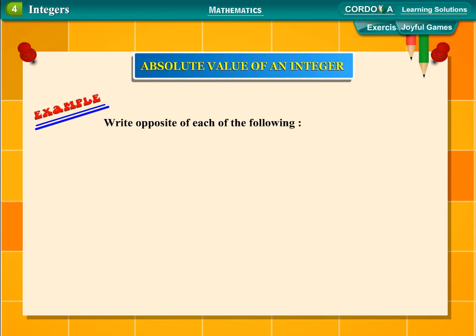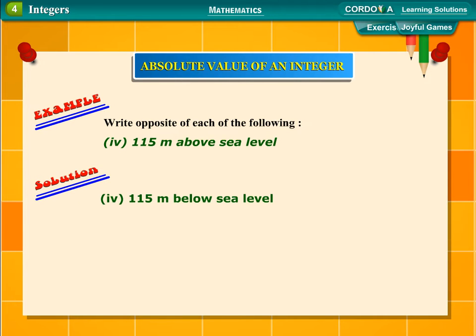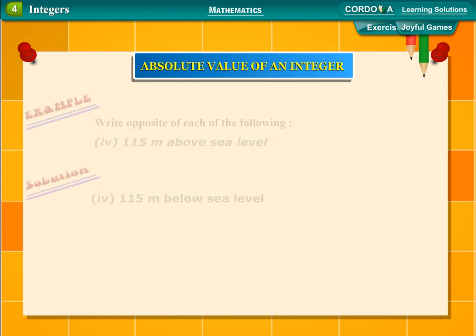Example: write opposite of each of the following. 40 kilometers north. Solution: 40 kilometers south. 115 meters above sea level. Solution: 115 meters below sea level.